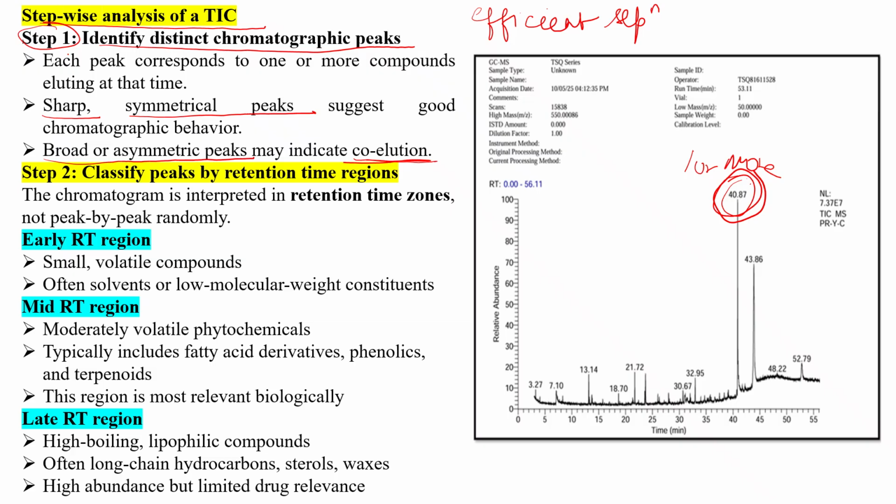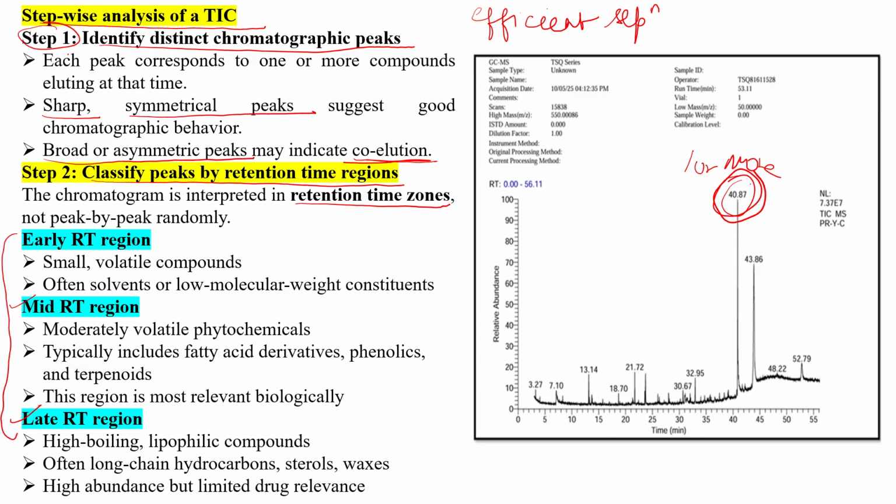Now step 2, classify peaks by retention time regions. The chromatogram is interpreted in retention time zones, not peak by peak randomly. मतलब इनका यह है कि हम टाइम जोन्स के हिसाब से क्रोमैटोग्राम को इंटरप्रेट करते हैं, ना कि हम इंडिविजुअली एक एक पीक को लेके रैंडमली पीक्स को लेके करेंगे. तो अगर हम रिटेंशन टाइम जोन्स को लेके करते हैं तो हम क्या करेंगे? एक हो जाएगा हमारा अर्ली रिटेंशन टाइम रीजन, दूसरा हो जाएगा मिडिल रिटेंशन टाइम रीजन और तीसरा हो जाएगा लेट रिटेंशन टाइम रीजन. इन तीन रीजन्स में डिवाइड किया जाता है.